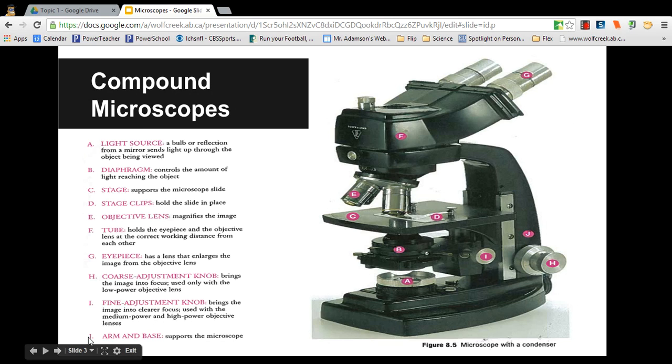And then the last one, J, is the arm, right here where the cursor is moving, and the base. That's where you're going to hold, and the base is obviously what it sits on. So anyways, that is the compound microscope.